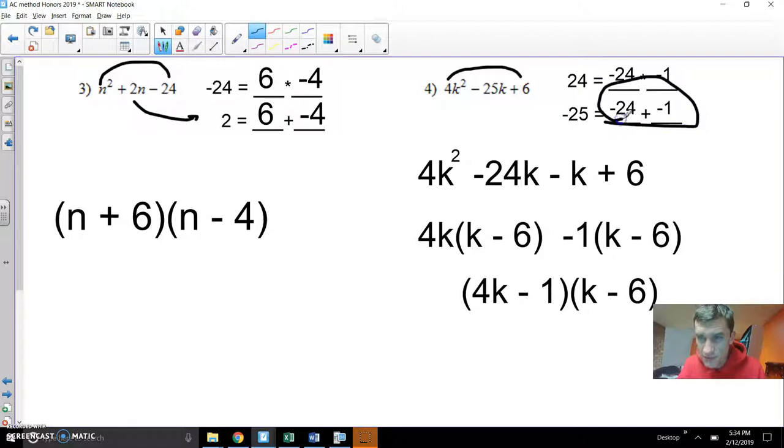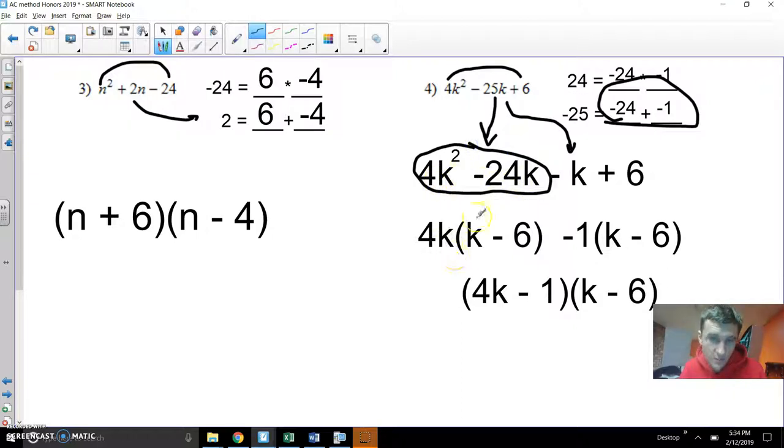So you're going to take those numbers and you're basically going to replace the b term with those 2 ideas. Just make sure you put a k on it. And then we'll start thinking about group factoring. These both have 4 in common as well as k.